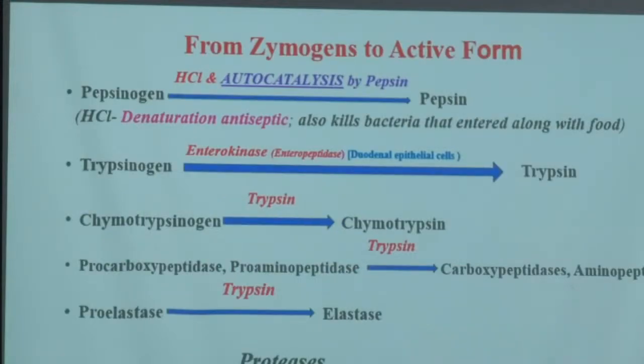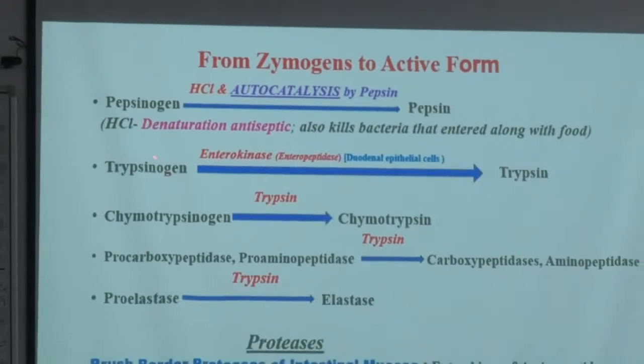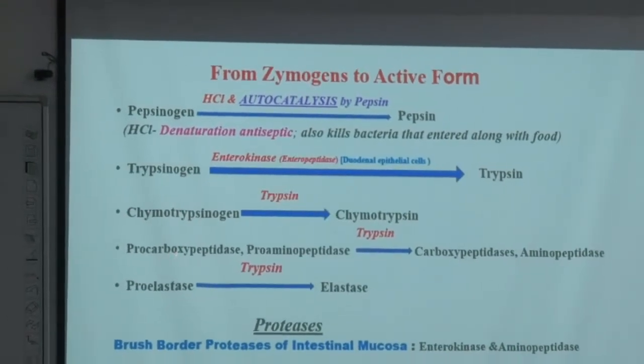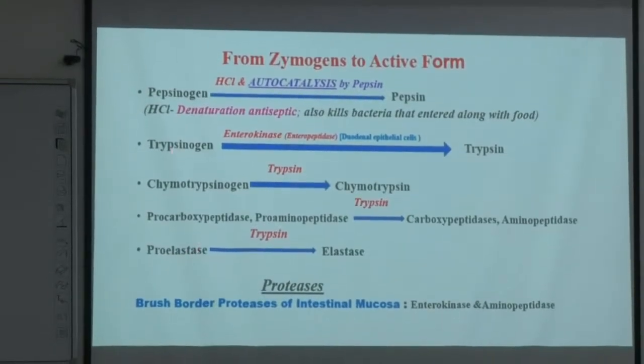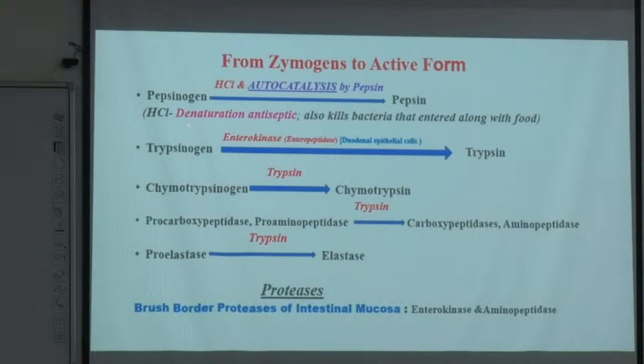Now here I would like to say that these zymogens are produced in the cell in the form of pepsinogen, trypsinogen, chymotrypsinogen, procarboxypeptidase, proaminopeptidase, and proelastase. In the stomach, we get pepsinogen, and pepsinogen is first activated to active pepsin by hydrochloric acid. And then once a small amount of pepsin is formed, that pepsin converts pepsinogen into active pepsin. So that is called autocatalysis.